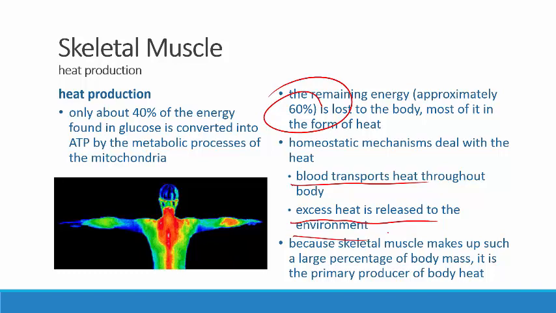Because of the large amount of our body mass that is built of skeletal muscle, and because of all the ATP that's consumed there by all that skeletal muscle, the skeletal muscles are the primary heat producer in our bodies. The next one in line would be the liver, that also, because of its high usage of ATP, is another spot where a lot of the heat is produced. But the primary heat producer is skeletal muscle.